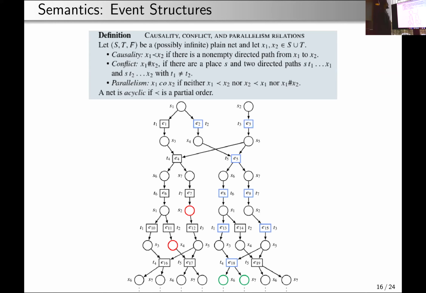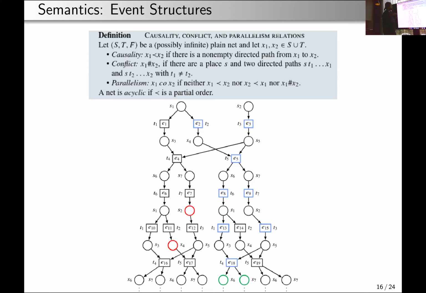And you define parallelism as the residue of causality and conflict. So two things are parallel or concurrent when they are neither in causality relation nor in conflict. And now you can basically keep this information. So these are just binary relations defined on the set.